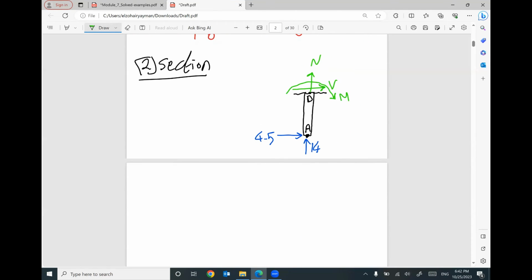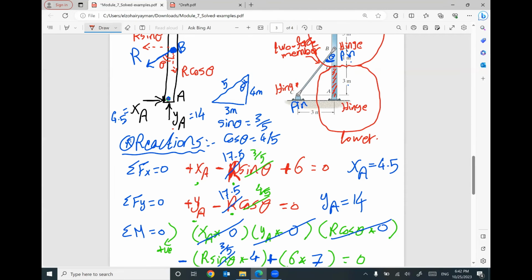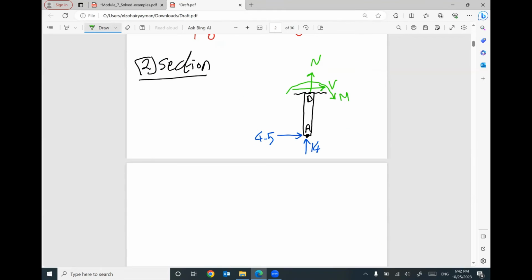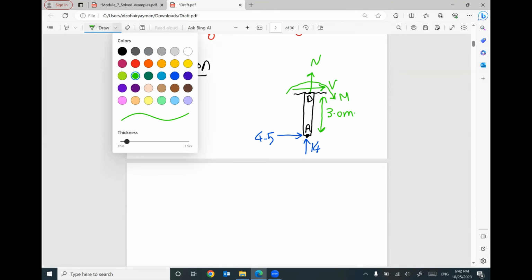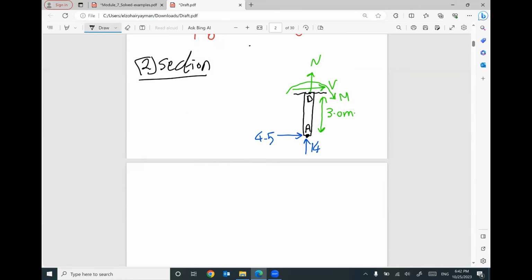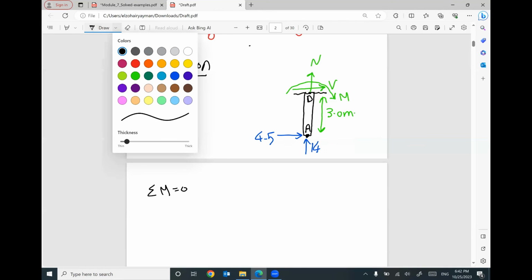Once you set up your part, and keep in your mind also, I forgot to mention, the vertical distance between the 2 points is 3 meters. Once you set up your part, I will apply 3 equilibrium equations. Summation of x equals 0. Summation of y equals 0. Summation moment at any point equals 0 only for this part. Let's start. Summation F of x.